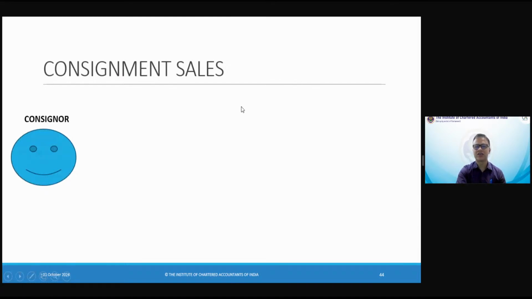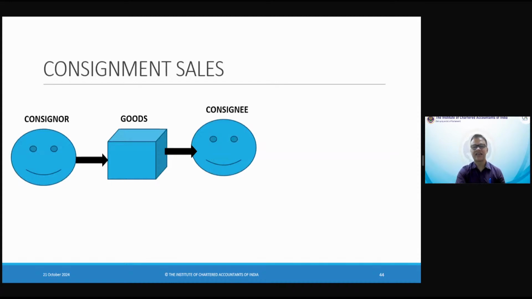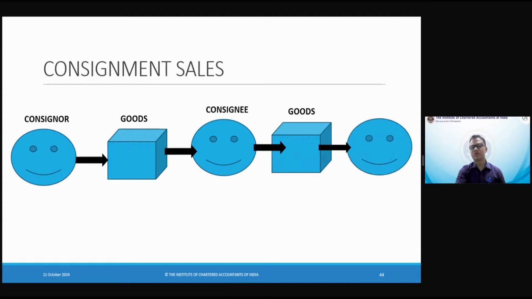Here there is a consignor, and it sends the goods to the consignee. Why does it give goods to the consignee? Sometimes the consignor may not be able to reach the customer by itself, and it wants to expand the business in a geographical region, so it may take the help of a consignee. It is like a principal-agent relationship. The consignor delivers goods to the consignee, and the consignee gives those goods to the customer.